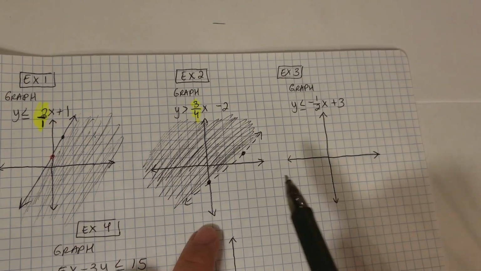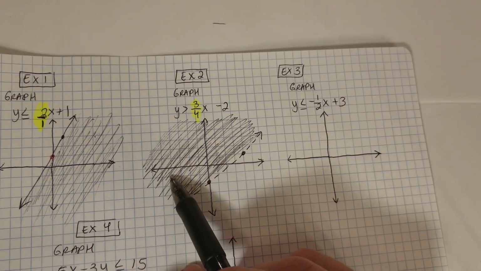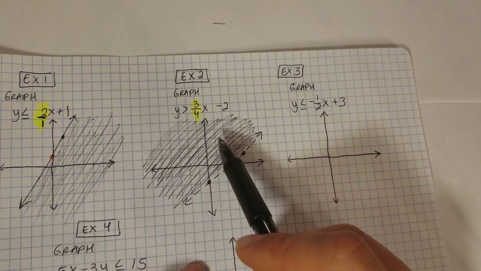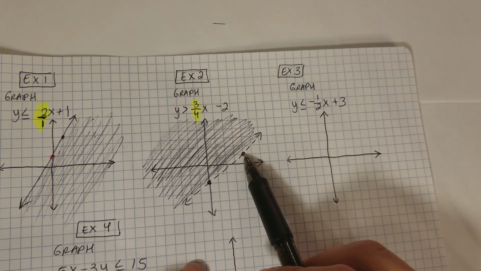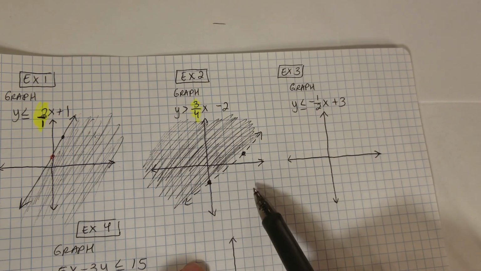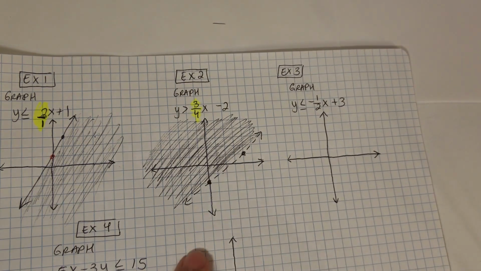So if they were to ask you, is any point here part of the solution? The answer is yes. Is a point on the line part of the solution? The answer is no, because this time it's dashed. Is a point outside of the line part of the solution? The answer is no, because it's not where we shaded. Okay.